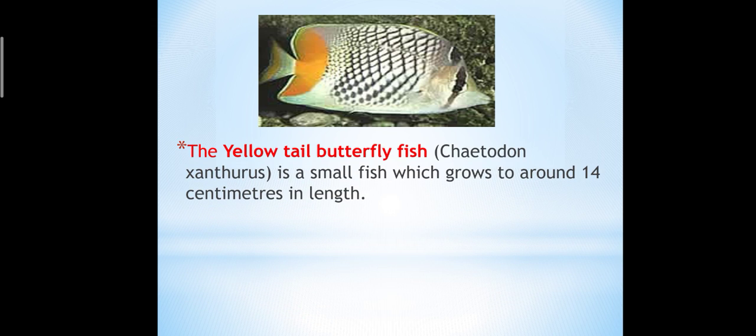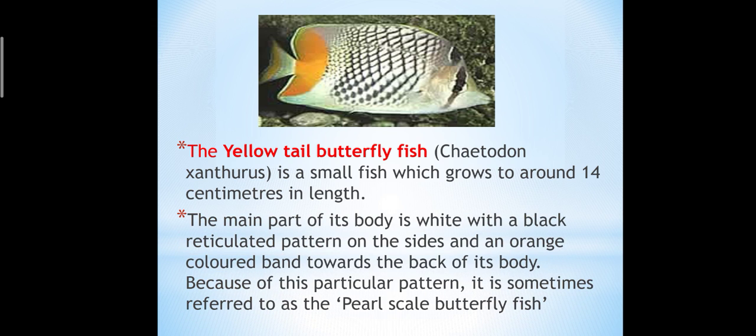The yellow-tailed butterfly fish, Chaetodon xanthurus, is a small fish which grows to around 14 centimeters in length. The main part of the body is white with a black reticulated pattern on the sides and an orange colored band towards the back of its body. Because of this particular pattern, it is sometimes referred to as the pearl scale butterfly fish.